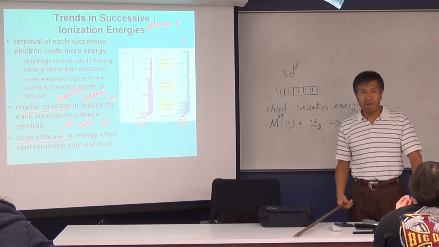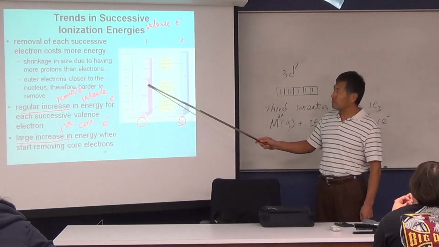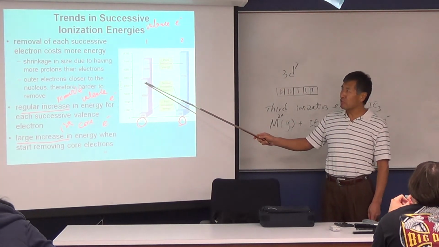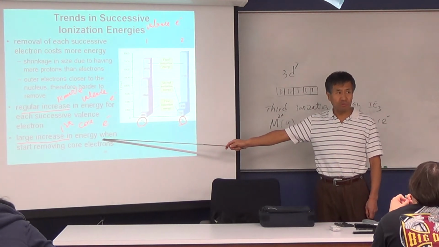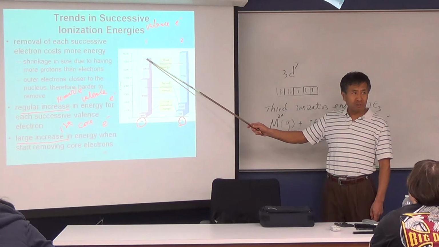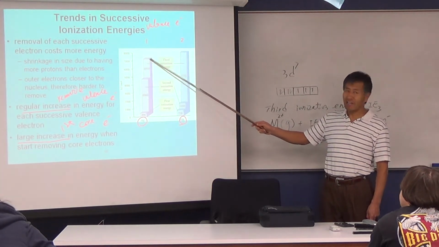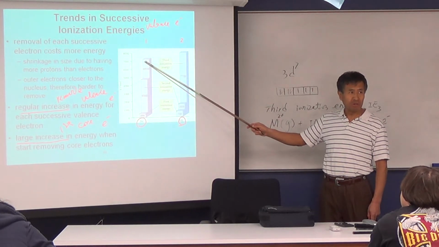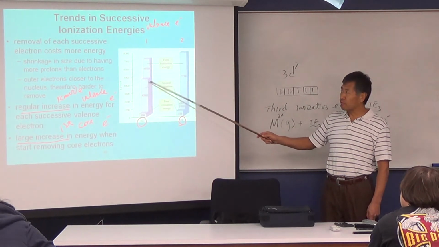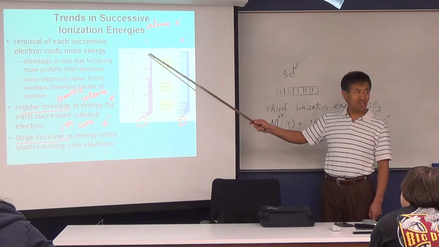But you will see here, the second one is higher because for sodium, you are removing the core, the first core. Then the third one is even more difficult compared with the second one, because this is the second core. Got that? This is the valence, this is the first core electron, this is the second core.